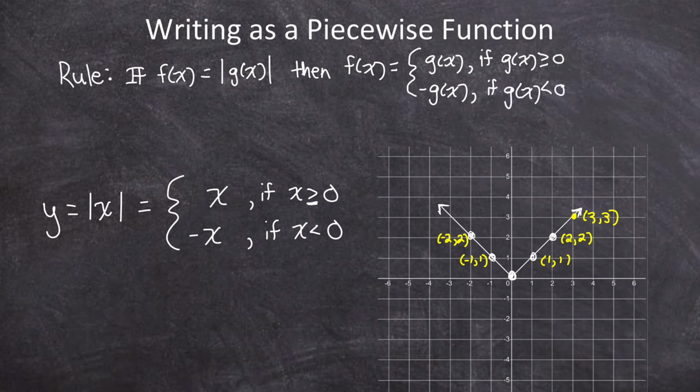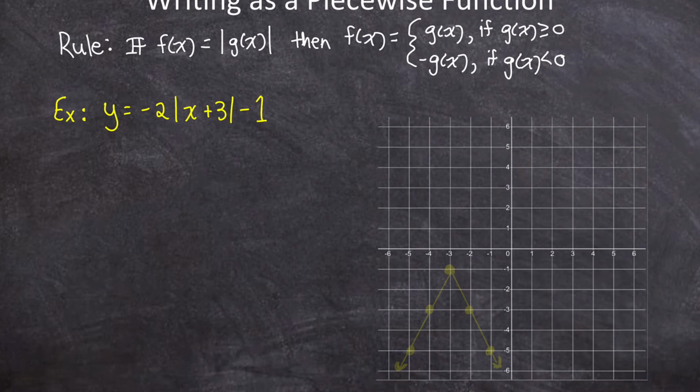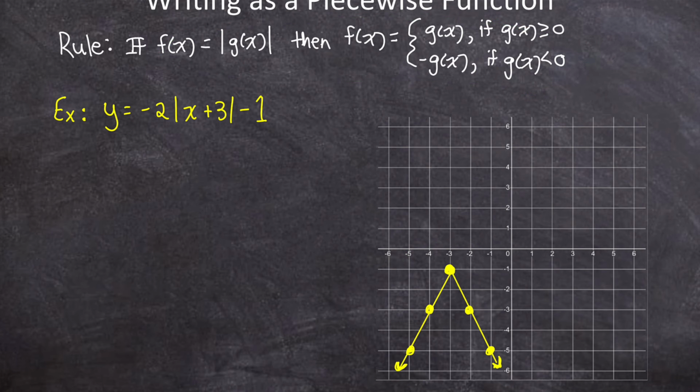And now let me erase this absolute value x function that we worked with at the beginning. And let's look at the transformed absolute value function we had in section 6. I'll also quickly sketch its graph. Now, following the rule that we wrote above, or even just by looking at this graph, we should be able to write this as a piecewise function. I could say the function y is equal to two different functions.